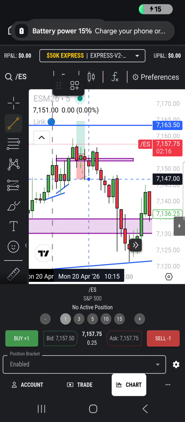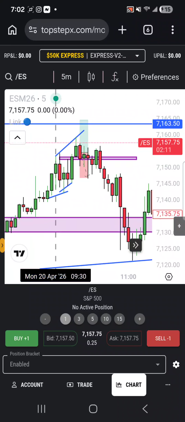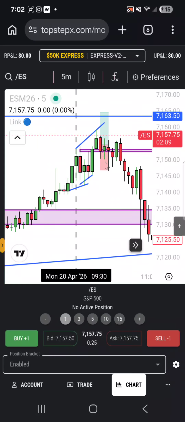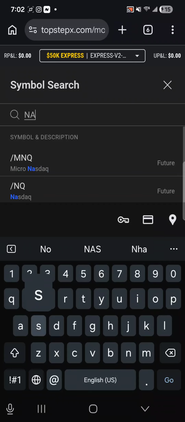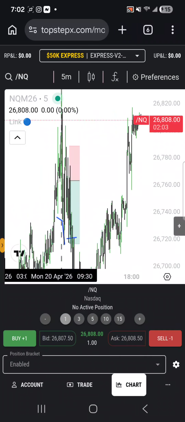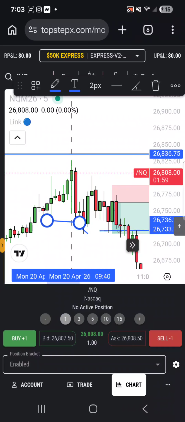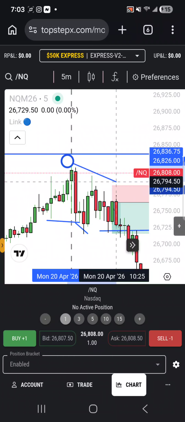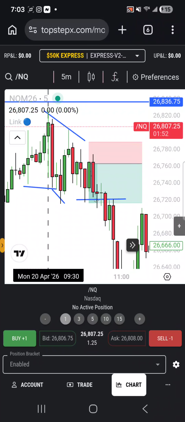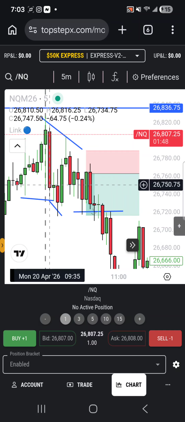And then I noticed that we made another SMT, if I'm not wrong, with this one right here. It might be this one. We take this high right here, and Nasdaq doesn't, as we can see right here. Let me copy this so we can put it up there. So that's the SMT, and this is the 5-minute breaker structure as well.